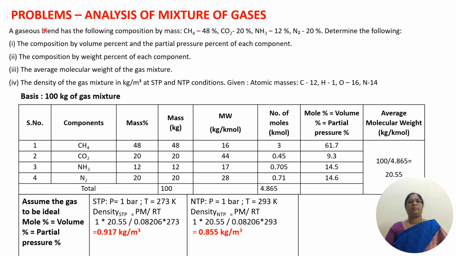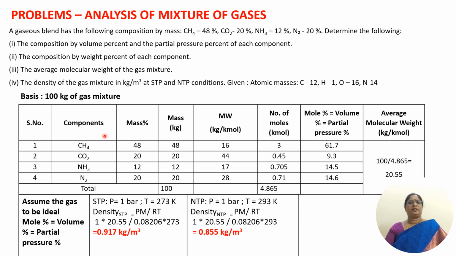Let us solve a problem based on the analysis of mixture of gases. The problem statement: a gaseous blend has the following composition by mass: CH4 48%, CO2 20%, NH3 12% and N2 20%. They are asking us to determine the composition by volume percentage and partial pressure percentage, composition by weight percent, average molecular weight, and the density of the mixture at STP and NTP conditions. Atomic masses are given as 12, 1, 16 and 14 for carbon, hydrogen, oxygen and nitrogen respectively. Let us solve the problem.